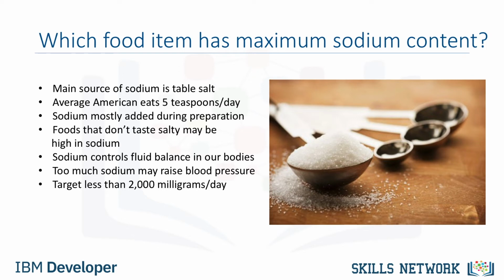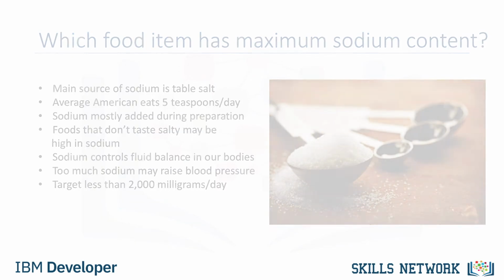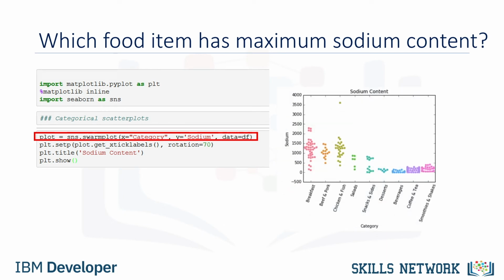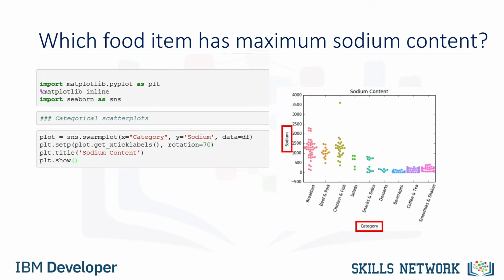Now, using the nutrition dataset from McDonald's, let's do some basic data analysis to answer the question: which food item has the maximum sodium content? We first use visualization to explore the sodium content of food items. Using the swarm plot method provided by the Seaborn package, we create a categorical scatter plot as shown on the right. Then give, as the input, category on the x-axis, sodium on the y-axis, and the data will be the data frame DF that contains the nutritional dataset from McDonald's.